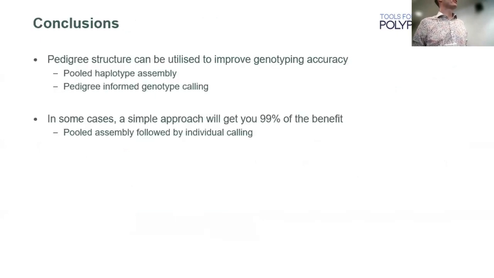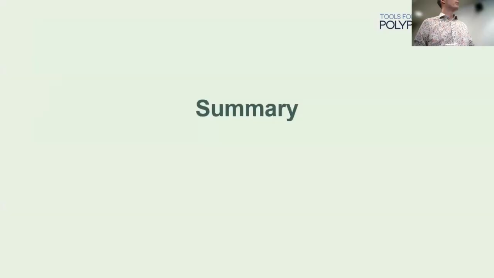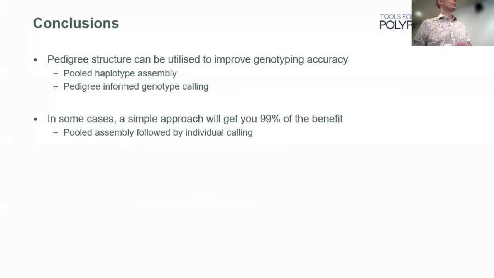So in conclusion, pedigree structure can be utilized to improve genotyping accuracy and haplotype calling. Pooled haplotype assembly is a really simple approach that you can do right now. Seems to work very well. Pedigree-informed genotype calling is also a promising approach that's still in the works. But in some cases, the simple approach will get you 99% of the benefit. So if you're looking at a pedigree like this and you're interested in using MCHAP, I would recommend currently doing a pooled assembly followed by individual calling. It's the fastest way to do it, and it seems to give pretty good results.